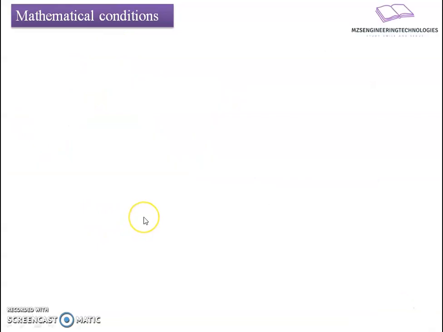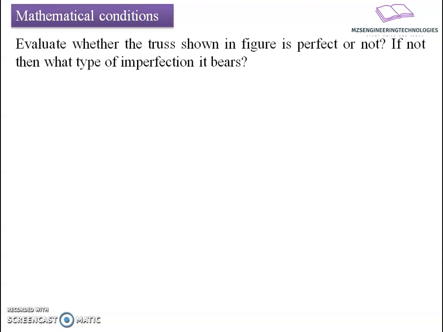Now let us extend this by working out some numericals, so that the complete understanding of the mathematical conditions will be there. The numerical states: evaluate whether the truss shown in the figure is perfect or not. If not, what type of imperfection does it bear? So we have to identify whether it is perfect or not, and if it is not, we have to define what type of imperfection it bears.